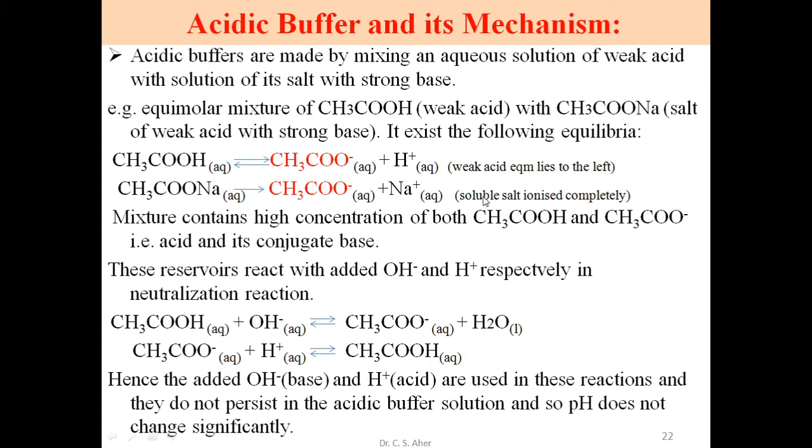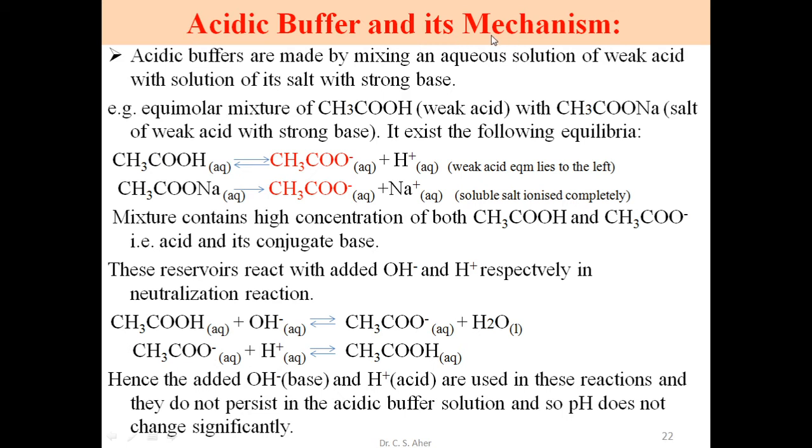When we add this salt, it is ionized completely, 100% in one direction. It forms acetate ion and sodium ion. Due to this common ion, the equilibrium of acetic acid is shifted in the reverse direction, to the left, and we get the common ion effect. Due to the presence of the common ion, this solution is called an acidic buffer.